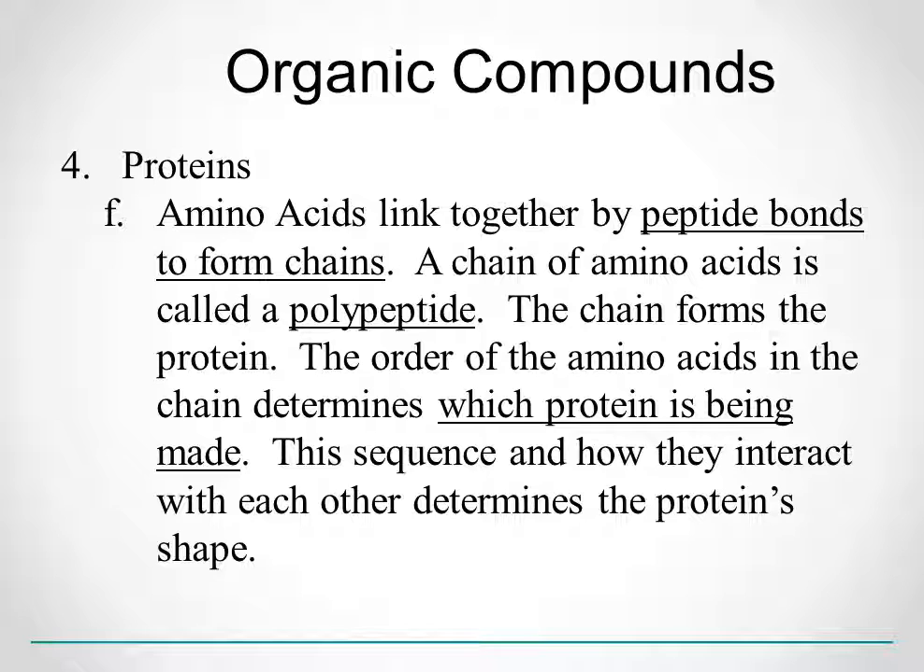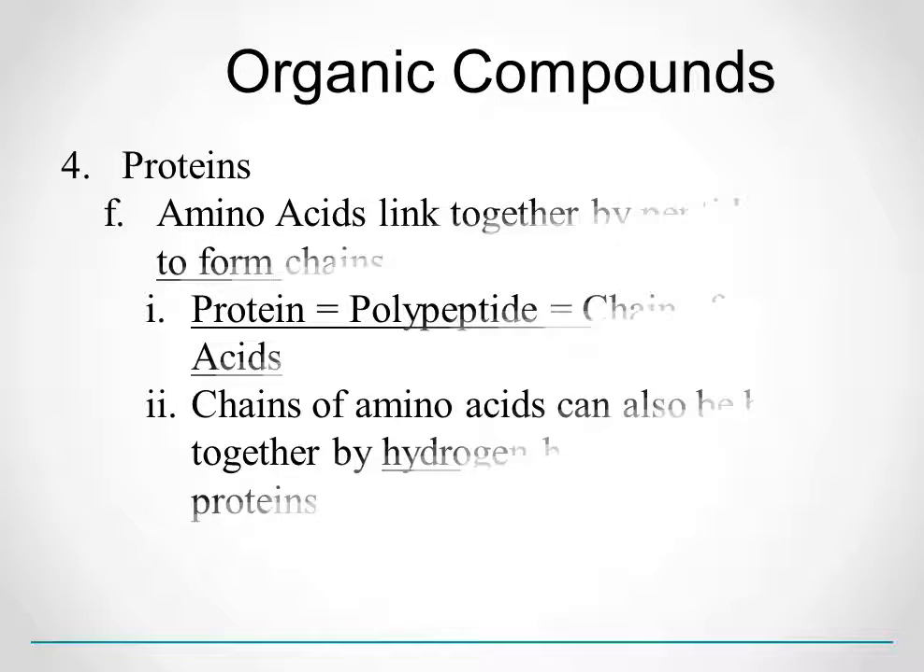These chains that they form are called polypeptides. Again, poly means many. So each of the chains will form a particular protein. Okay, once that particular protein is made, depending on the sequence, depends on the shape, depends on its function.